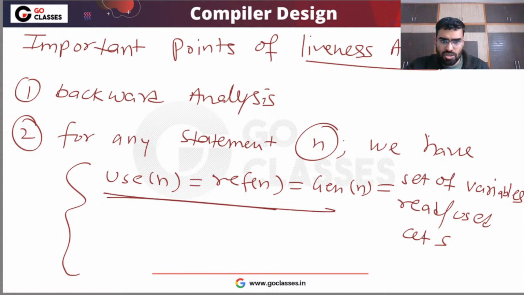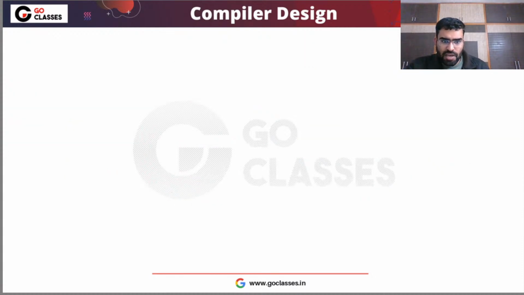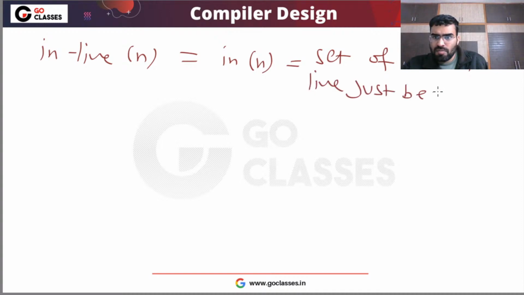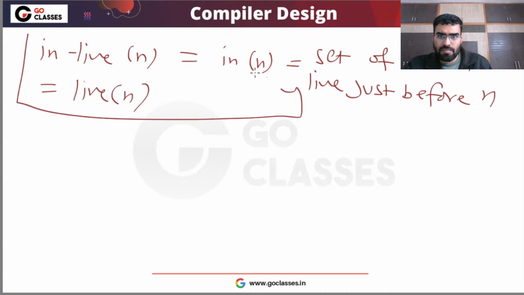After these terminologies we have something called in of n. In live of n, or simply in of n, is the set of variables which are live just before n. And this is the same as what is live at n. So both these things are the same, as you already know.